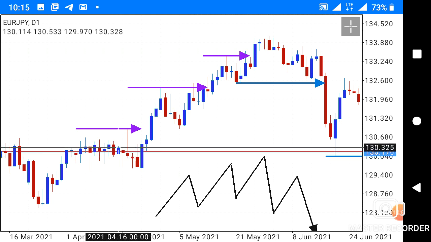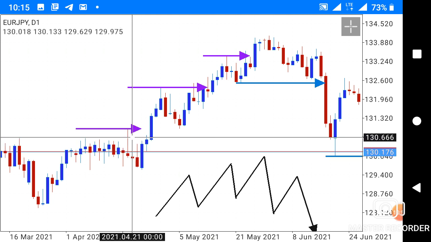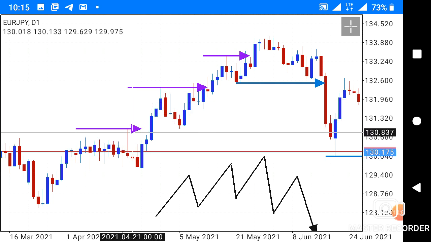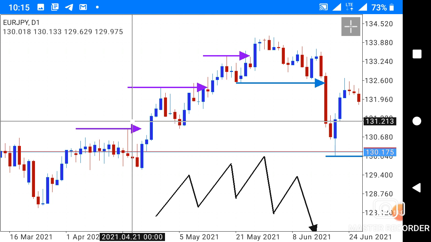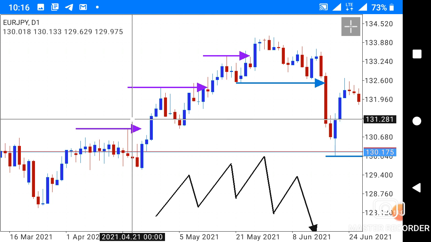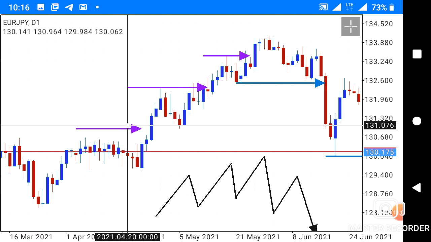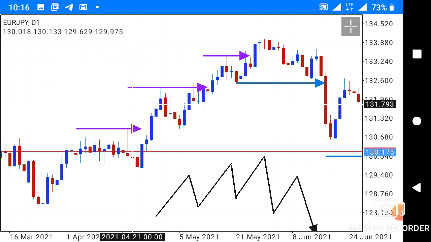So the swing points are very important for you as a trader. Whatever happens in between the swing high and the swing low of any market is not important to you. It is simply noise. The most important thing for you to watch is the swing high and the swing low. Once you can understand that, then reading of market structure becomes very easy for you as a trader.